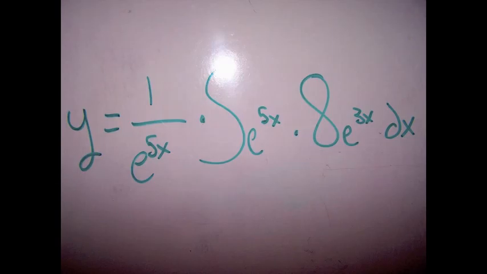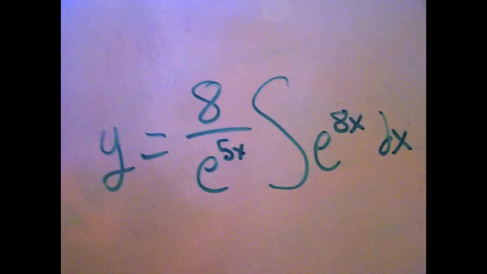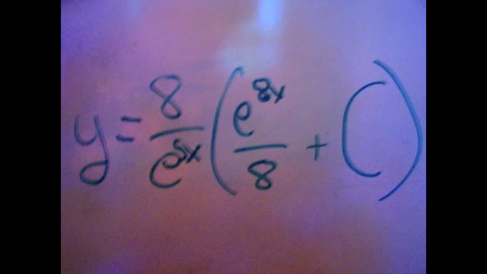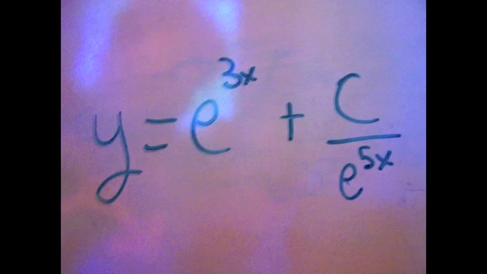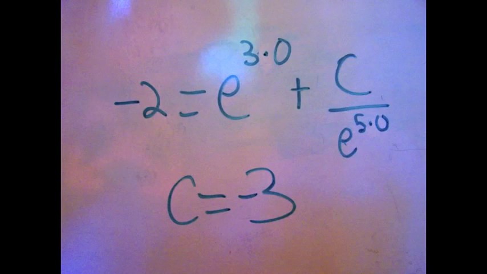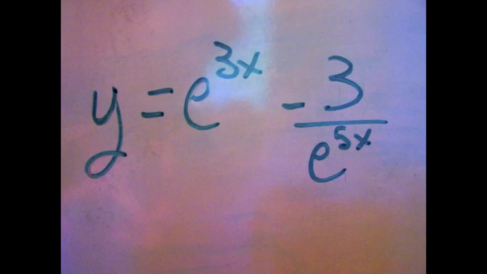Our q of x is 8e to the 3x, and we combine that with mu to get 8e to the 8x, and then we take the 8 out of the integral, and take the integral of just e to the 8x. We do some rearranging and solve for c, and get negative 3. Our final equation is y equals e to the 3x minus 3 divided by e to the 5x.